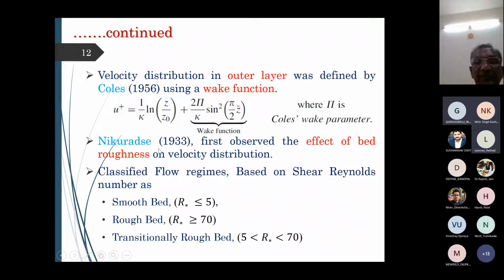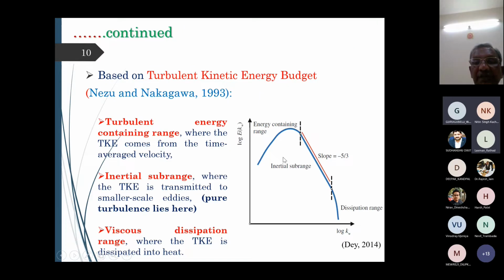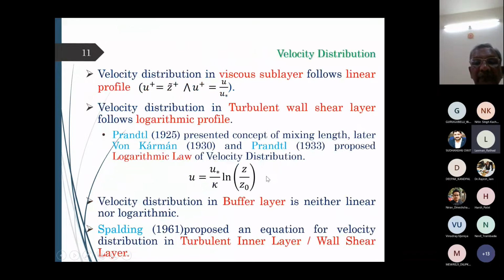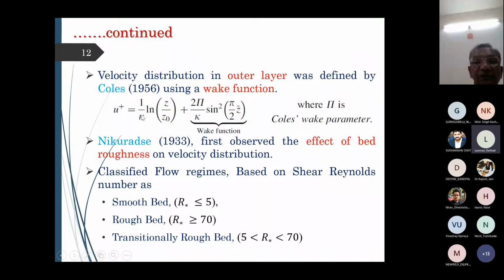Nikuradse first observed the effect of bed roughness on velocity distribution. So the velocity distribution which we describe in the entire flow is not independent of the roughness. It is very much dependent on the bed roughness. As you know, the classification of flow regimes is very, very important: we have the smooth bed, the rough bed, and the transitionally rough bed, right?